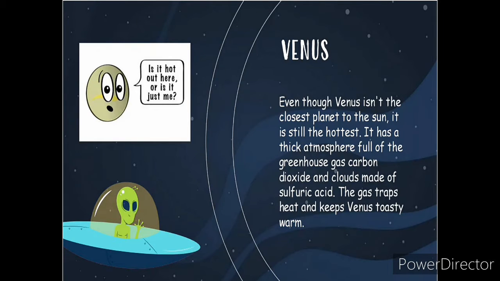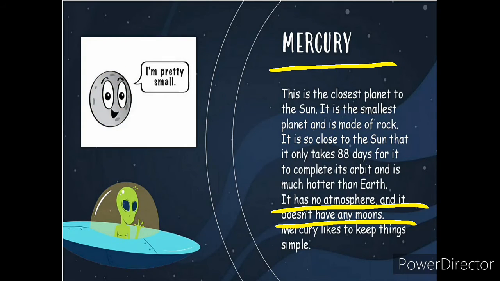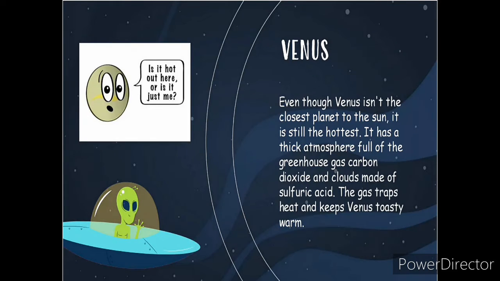Now on one hand we have said that Mercury does not have any atmosphere and no moon, but Venus has a thick atmosphere. It has a thick atmosphere full of greenhouse gases, carbon dioxide, and clouds made up of sulfuric acid.